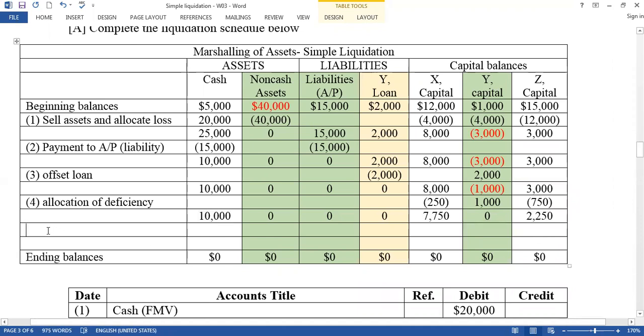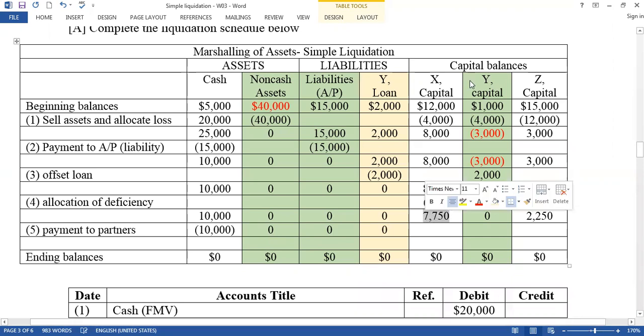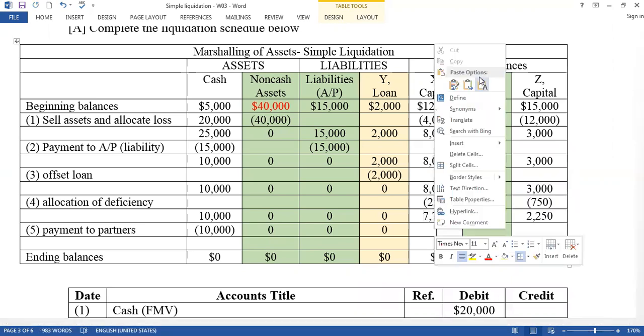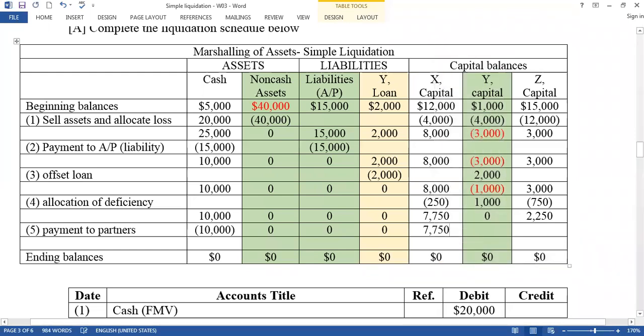Now we are going to pay. That means payment to partners. So our cash is going to decrease $10,000. So we are going to close his capital account.